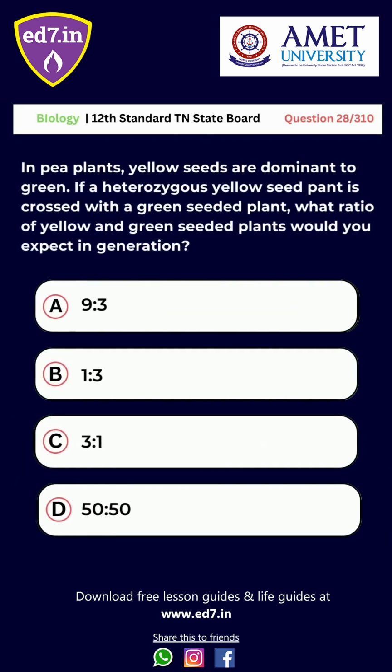Question number 28. In pea plants, yellow seeds are dominant to green. If a heterozygous yellow seed plant is crossed with a green seeded plant, what ratio of yellow and green seeded plants would you expect in the next generation? Option A 9:3, B 1:3, C 3:1, D 50:50. And the right answer for this question is option D 50:50.